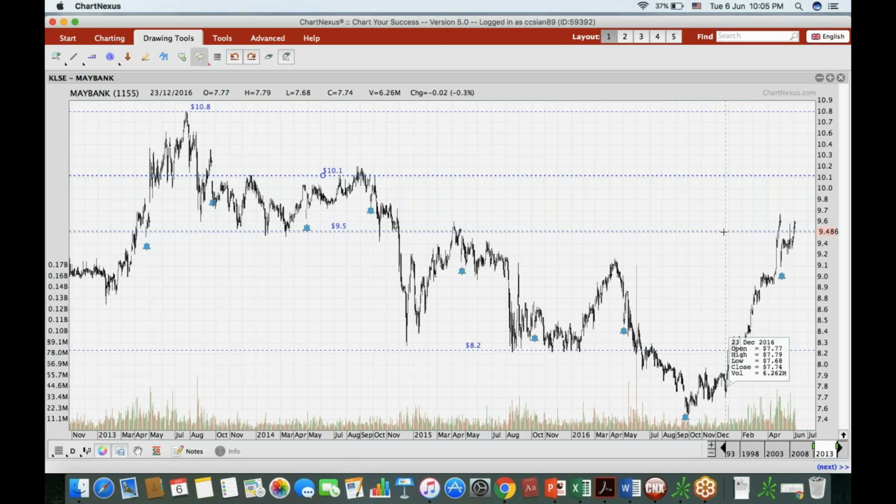Okay, so in this regard, in terms of accuracy, I feel that a lagging indicator is more accurate than a leading indicator. Okay.